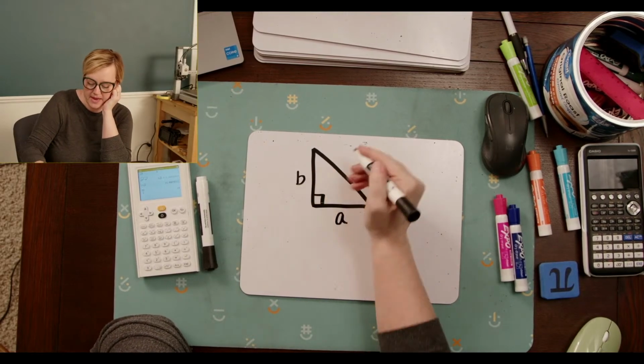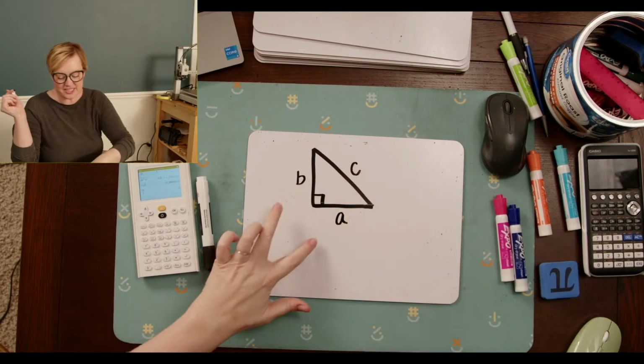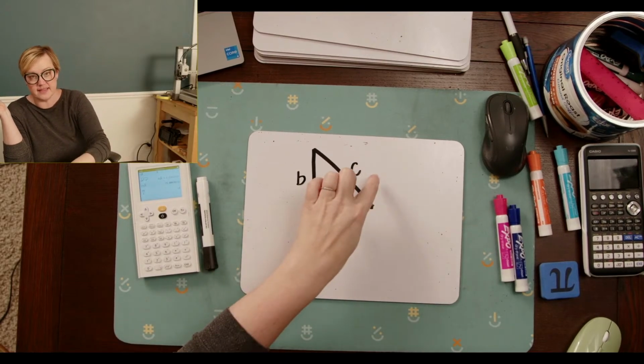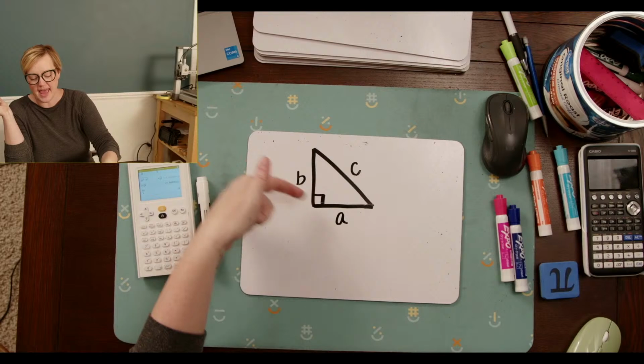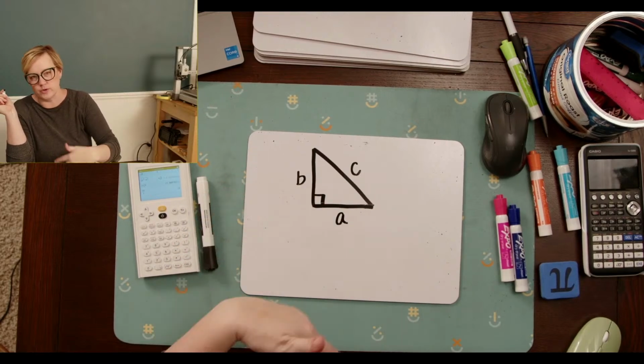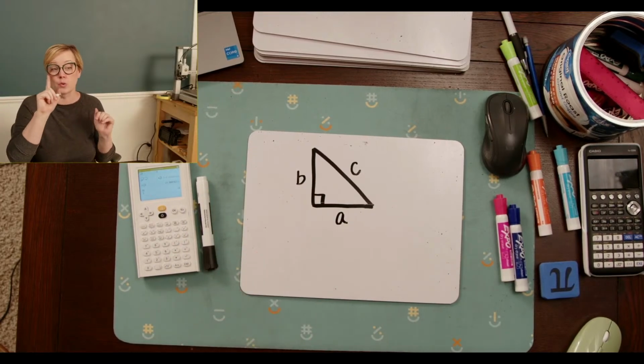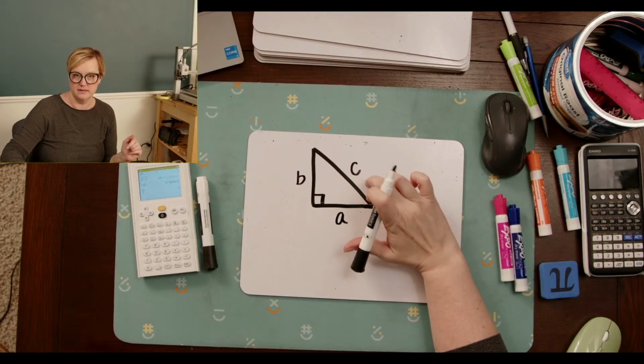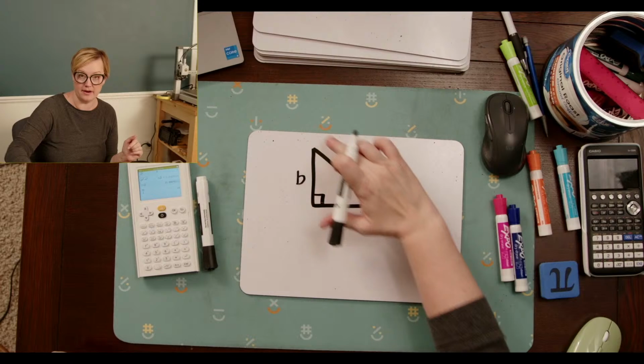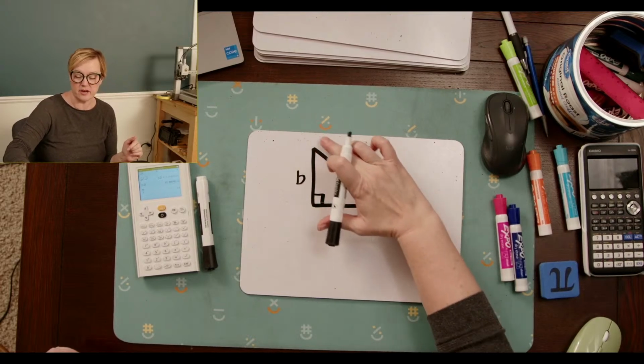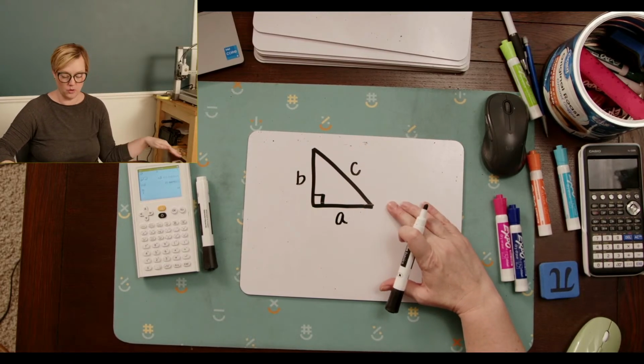Okay, so A, B, and C. I like to just say that these are the legs and this is the hypotenuse, because it doesn't matter which one is A and which one is B. The only thing that really matters is that C, this, is the hypotenuse, right? That's going to be the longest side always.